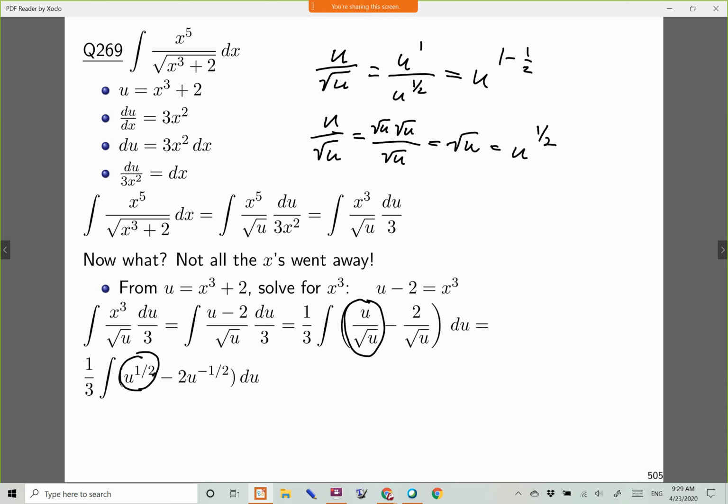Then the other fraction after the minus sign. So the minus sign was copied. So then there was a 2. The 2 was in the numerator before, so it's still a numerator quantity here. And then the root u in the denominator ends up being a u to the negative 1 half power in the numerator.